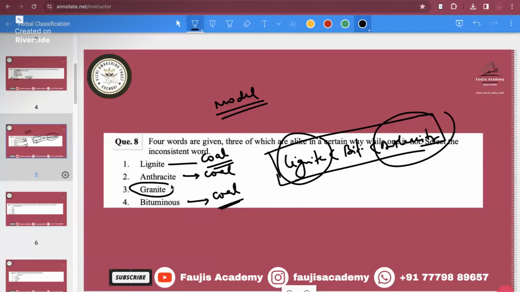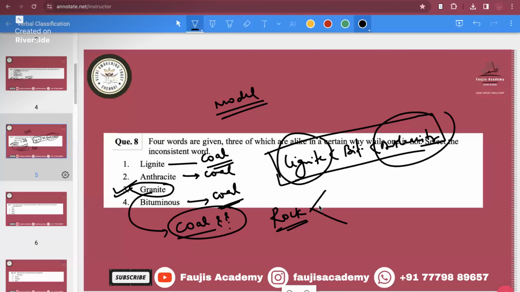Is granite a coal, guys? Yes or no? No. Granite is a rock. What type of rock is this? Rocks are of three types. Sedimentary, then you have igneous, and then you have what? Metamorphic. So which one is this?